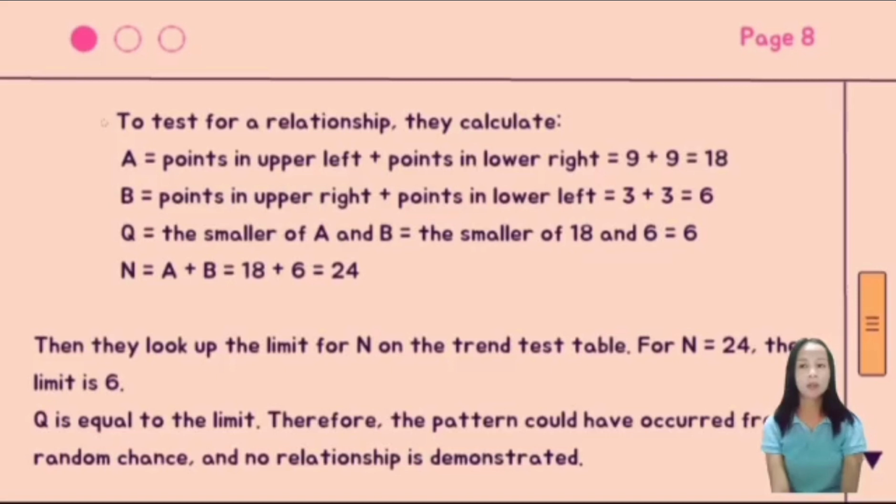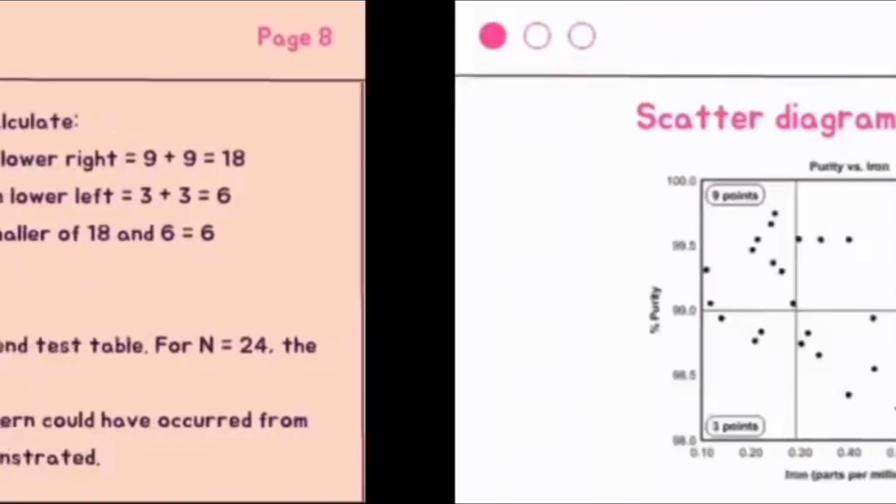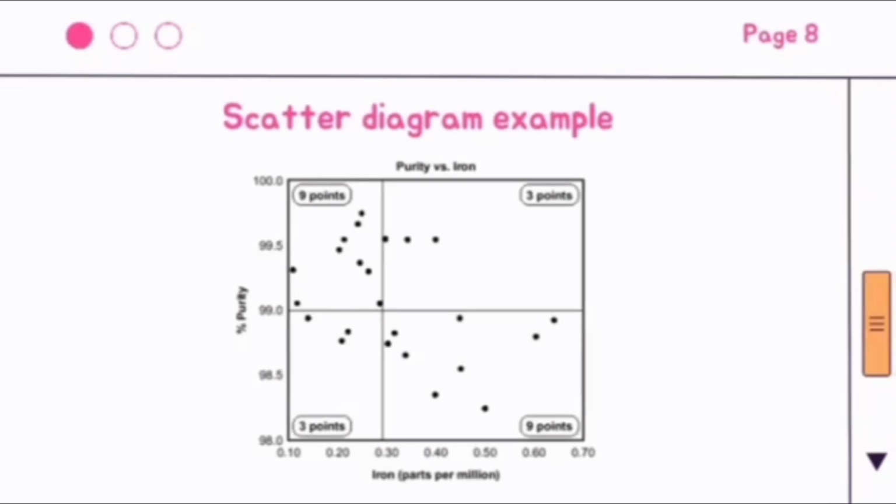Then they look up the limit for N on the trend test table. For N equal to 20, the limit is 6. Q is equal to the limit. Therefore, the pattern could have occurred from random chance and no relationship is demonstrated. As you can see in the diagram, there were 24 data points.